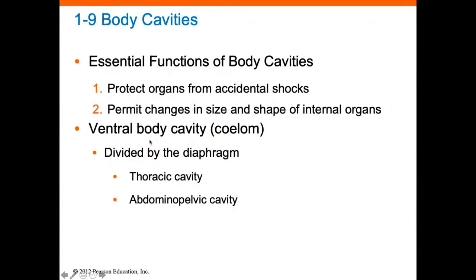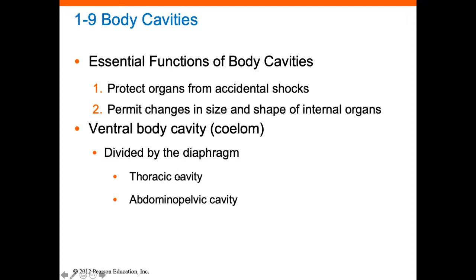Okay, we're getting close to the end. We're going to be finishing up here with cavities. We have different types of cavities in the body, and I'll take questions at the end if you have any. I know we covered a lot of information. You're not supposed to memorize everything the first time around. It's just me introducing you to the ideas, and then you can review them when we're finished. The purpose of cavities is to protect organs from accidental shock in the body, and it also permits changes in the size and shape of the internal organs located within the cavities.